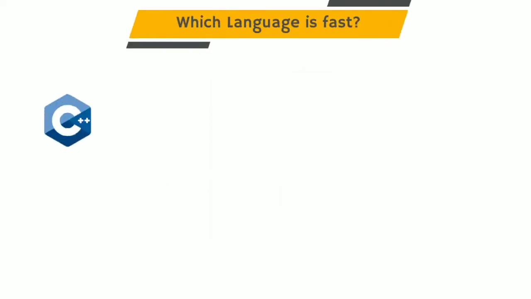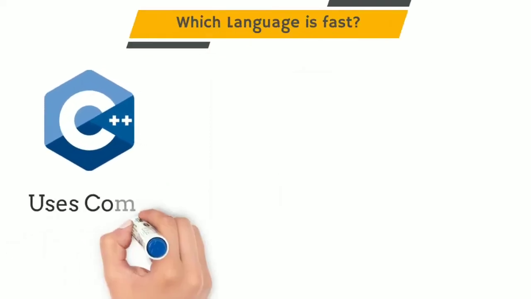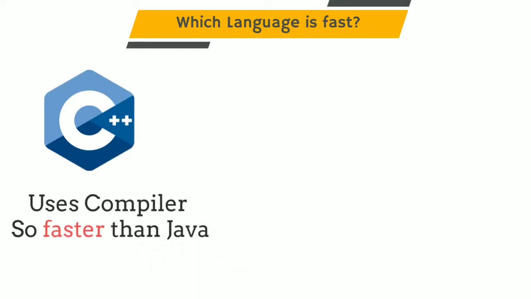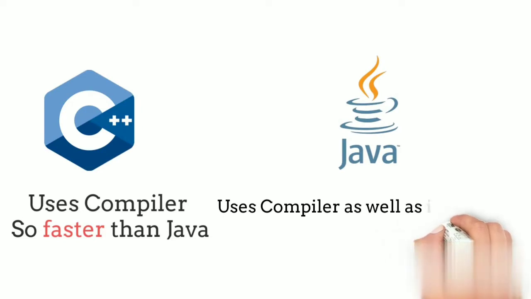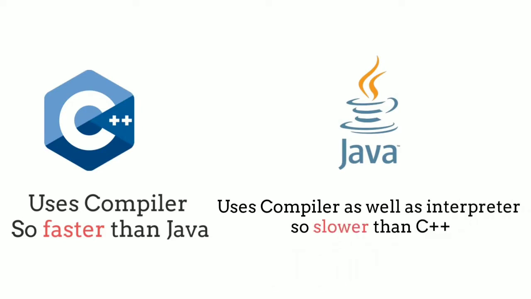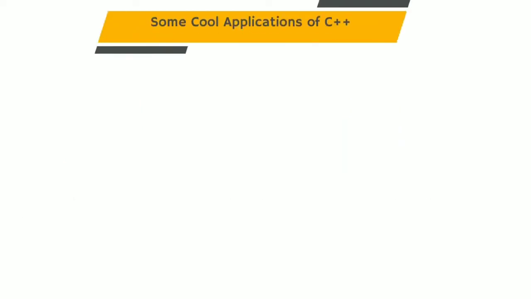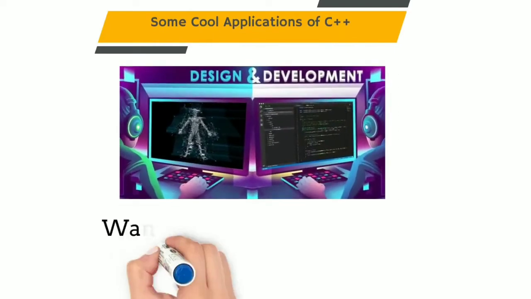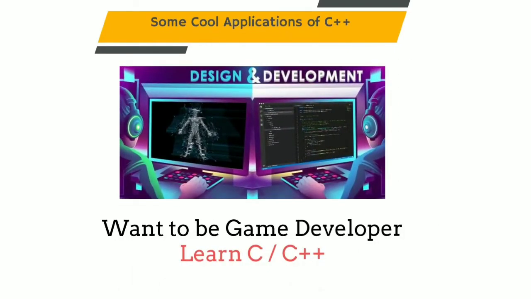The major advantage of C++ over Java is that C++ is faster than Java because C++ uses only a compiler. On the other hand, Java uses a compiler as well as an interpreter. So, because of fast execution, C++ is used for game development. So, if you want to become a game developer, then you should definitely learn C++.